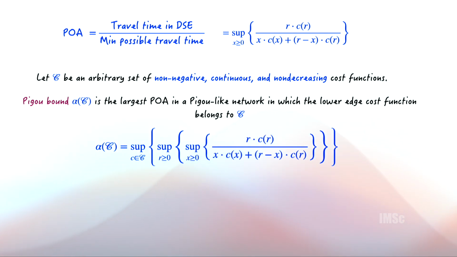family of Pigou networks. The theorem is saying that no matter what class of selfish routing network, what instance of selfish routing network you give me, as long as the cost function is derived from C, its price of anarchy cannot exceed this. It cannot be worse than the worst Pigou network. Yes.